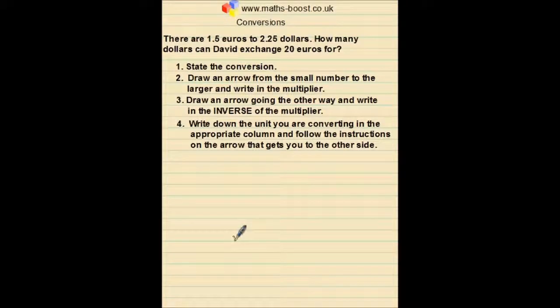Finally, we have one of the more difficult questions, yet the method is no different. There are 1.5 euros to $2.25. How many dollars can David exchange 20 euros for? So step 1, state the conversion. Draw an arrow going from the small number to the larger and write in the multiplier.